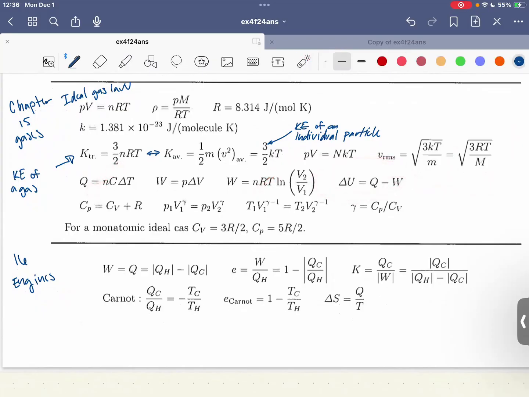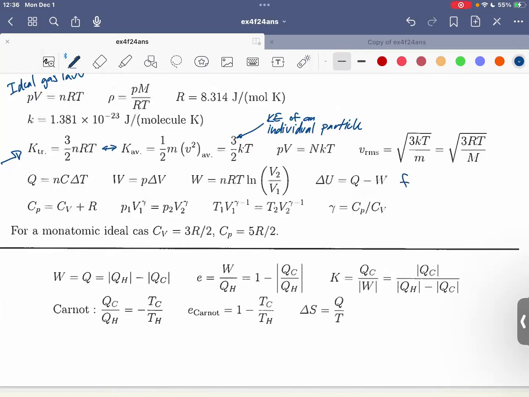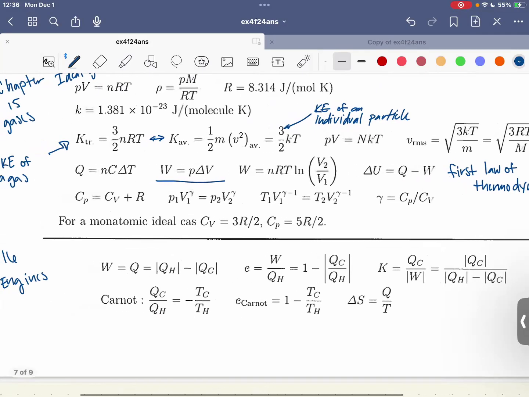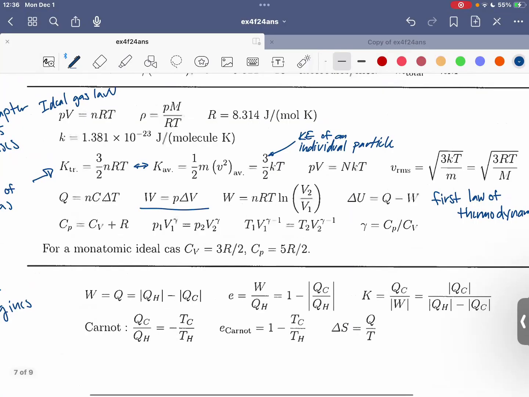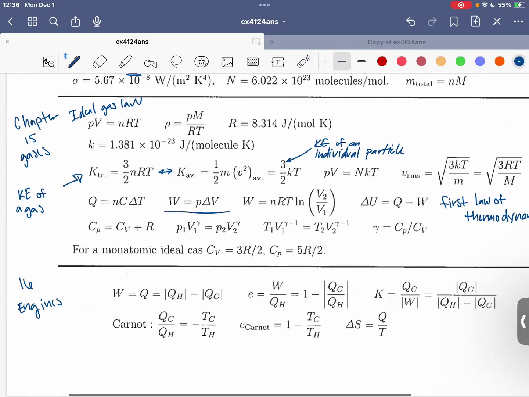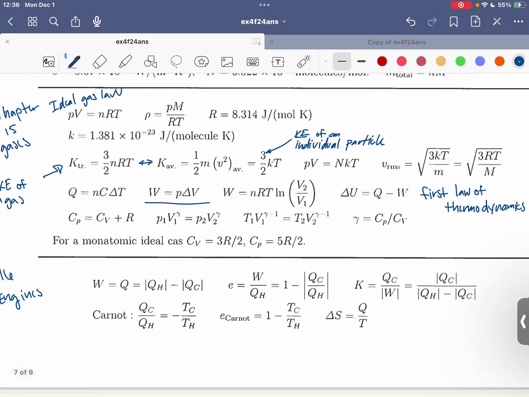This one is your first law of thermodynamics. And then this one is important. That's just saying work is equal to pressure times your change in volume. And we'll see how that's applied in questions. I think that's a little bit easier.